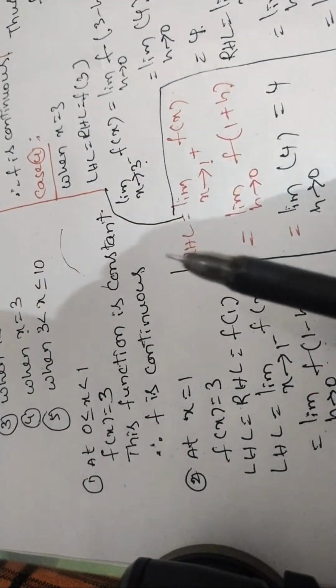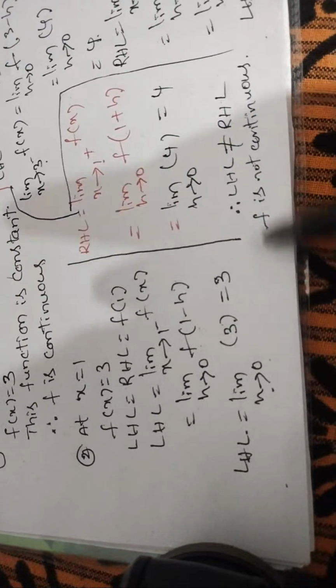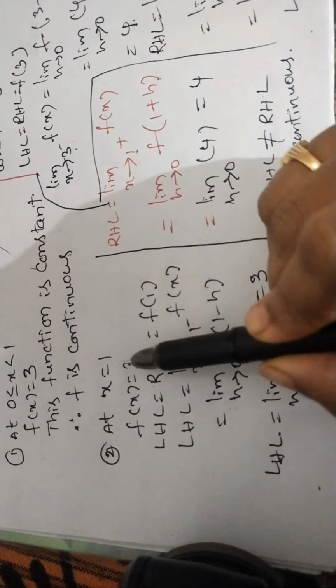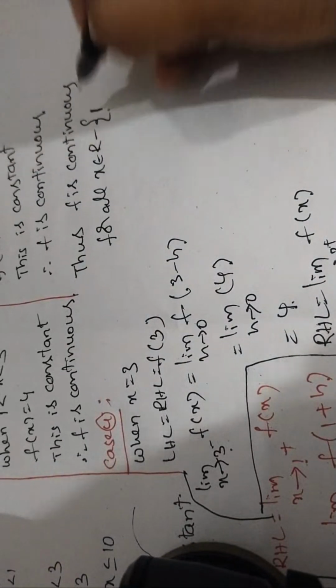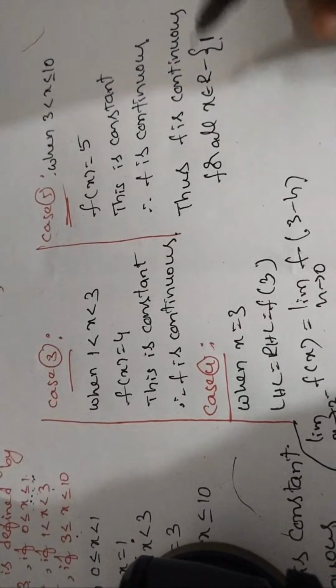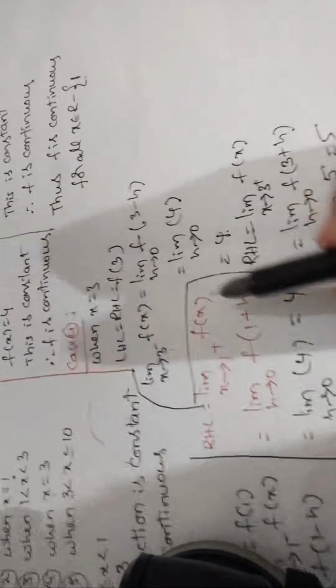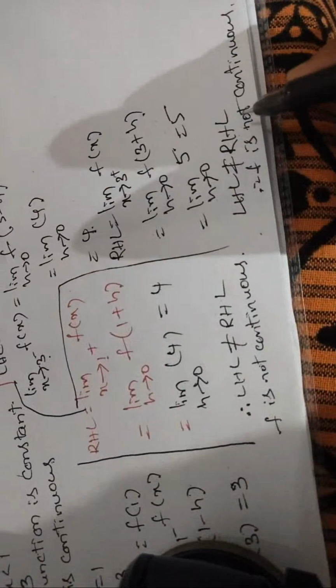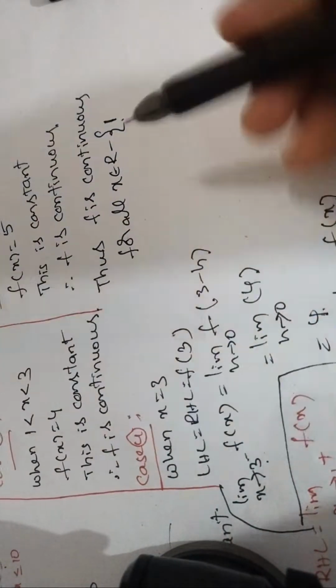First case it is continuous. Second case not continuous. What is the second case? x is equal to 1. So except 1. Next go for the third case. Third case is continuous. And the fourth case is also not continuous. What is the fourth case? When x is equal to 3.